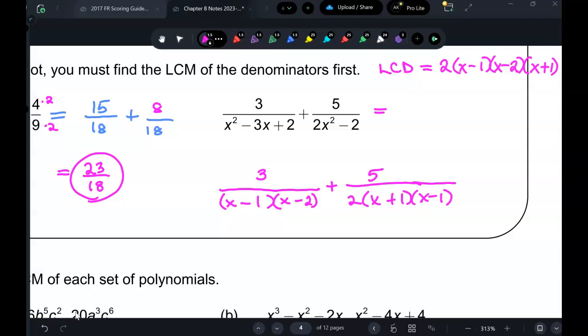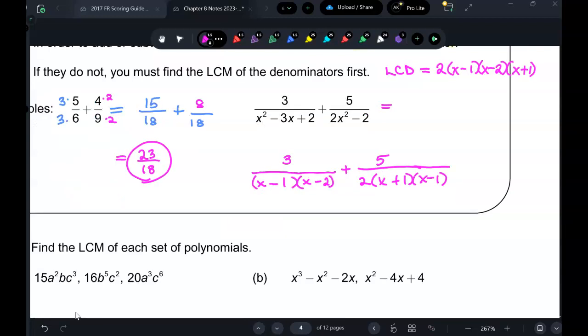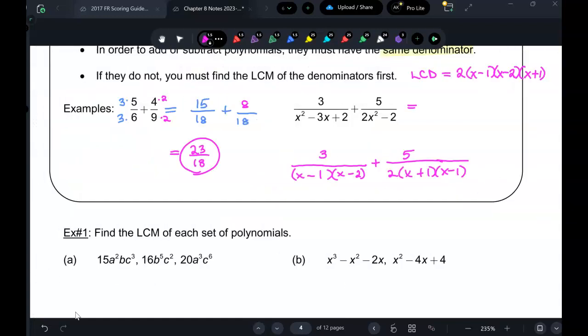It's kind of like when we did 18. Remember, we were thinking about what goes into 18, right? 6 and 9 both go into 18.